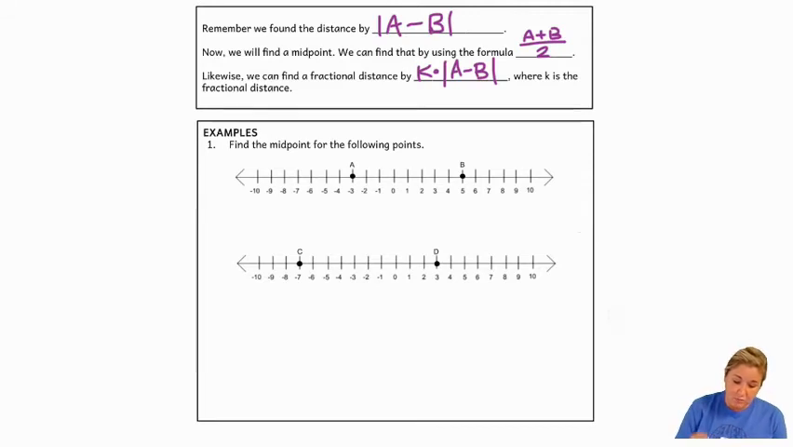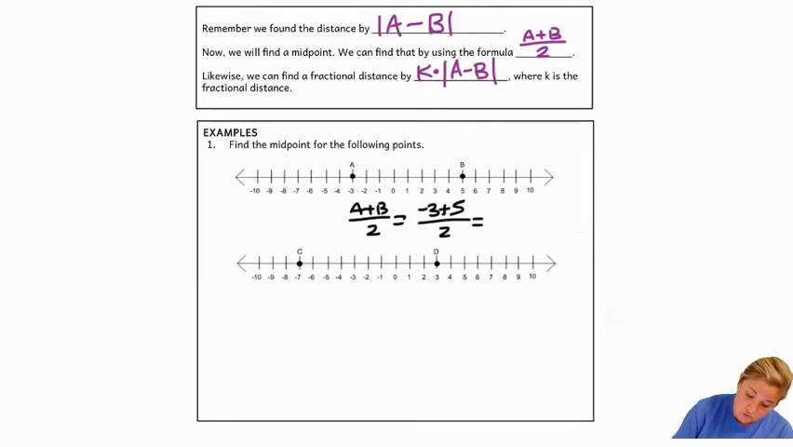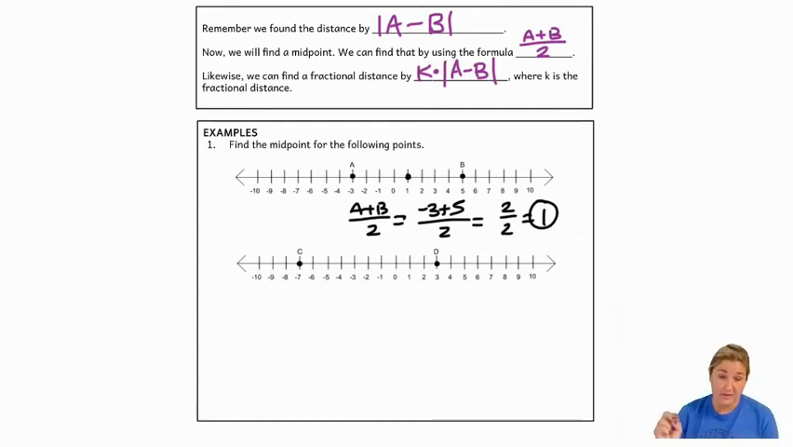So let's look at the midpoint. So in the midpoint, I'm going to take this. I'm going to say A plus B divided by 2. So that's a negative 3 plus 5 divided by 2. And so that is going to be, this is 2 divided by 2, which ends up being 1. So our midpoint here is 1 between A and B.